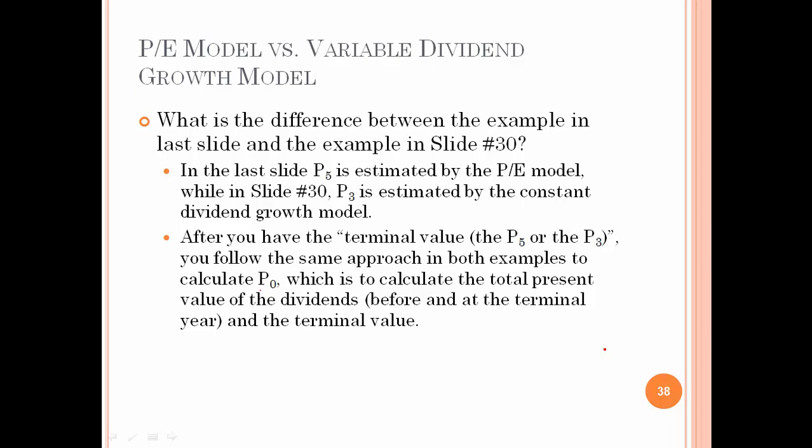So the bottom line is, under both approaches, eventually you are going to calculate the total present value of your future cash flows. The future cash flows include dividends of a couple of years and a final sale price. You can use different approaches to calculate the final sale price: you can use the PE model, or you can use the constant dividend growth model. Once you get the final sale price, or the terminal value, you get the total present value of all the future dividends plus the present value of that terminal value, and sum up.